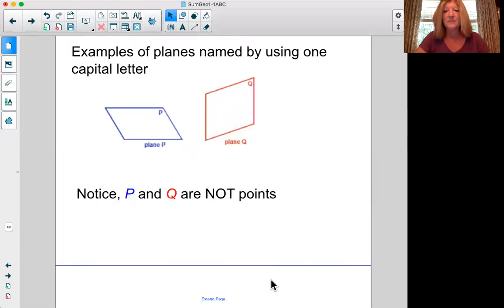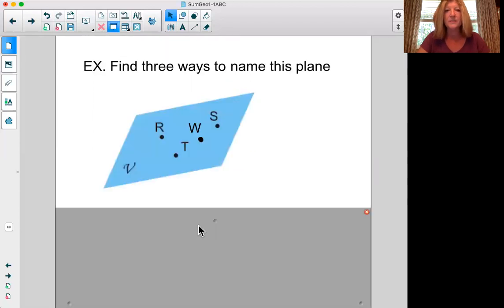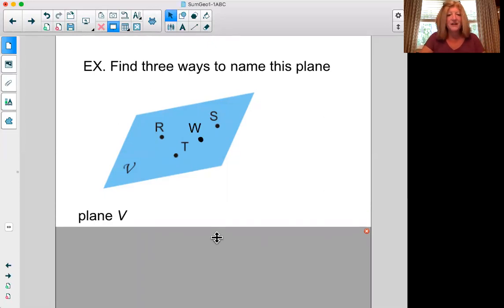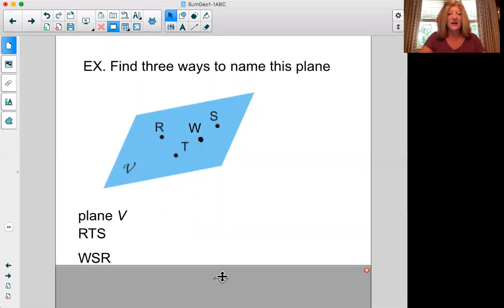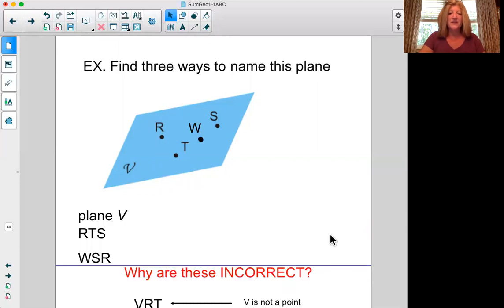You could name planes by just putting a label on it. Notice that plane P and plane Q, that P and Q are not points in the plane, they're just labels. So pause the video and practice naming this plane. You could name it plane V, RTS, WSR, any 3 points, as long as they're not in the same line.